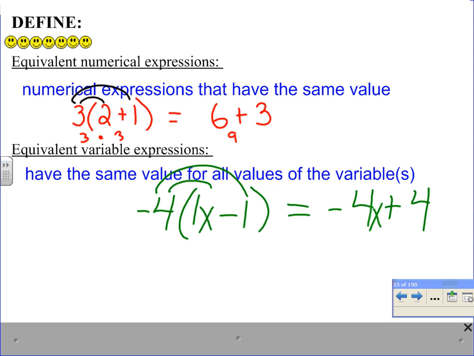This is why it is extremely important that you know your integer rules of addition, subtraction, multiplication, division. If you're having trouble with those, you need to go back and go over them because you're going to have some trouble in these next couple chapters. Annalise? For the distributive property, yes.